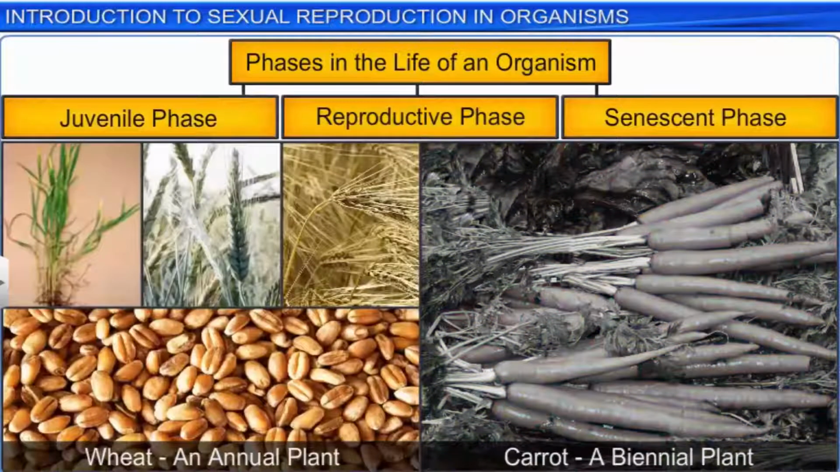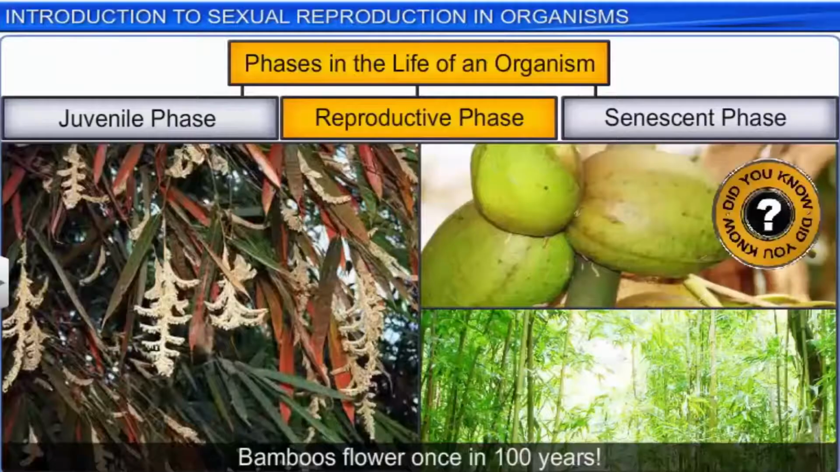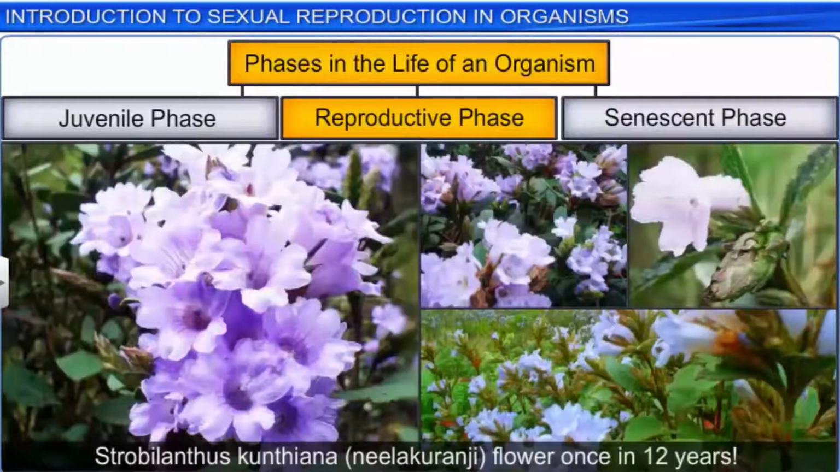As all 3 phases of an annual plant occur in 1 year, whereas biennials have a 2-year life cycle in which the plants enter the vegetative phase in the first year and the reproductive followed by the senescent phase in the second year. Did you know that certain plants such as bamboo flower only once in 100 years, produce fruits and then die? Similarly, Strobilanthes kuntiana or Neelakuranji flowers every 12 years.